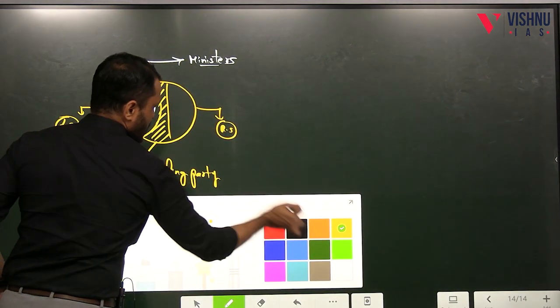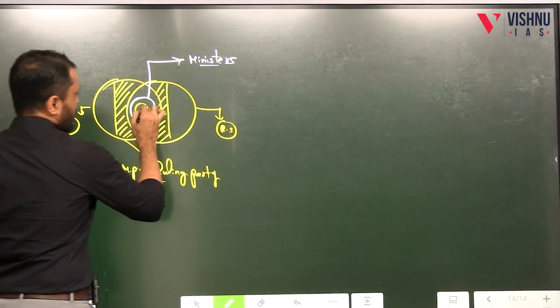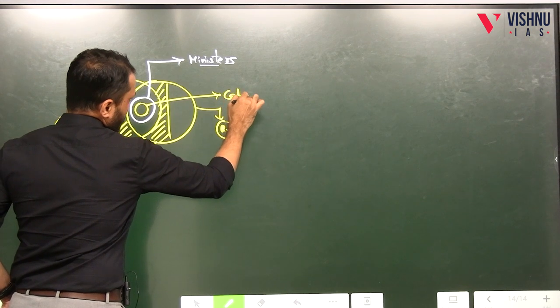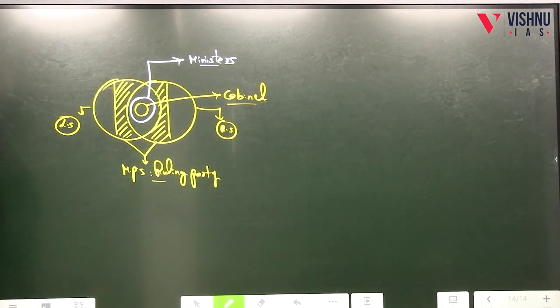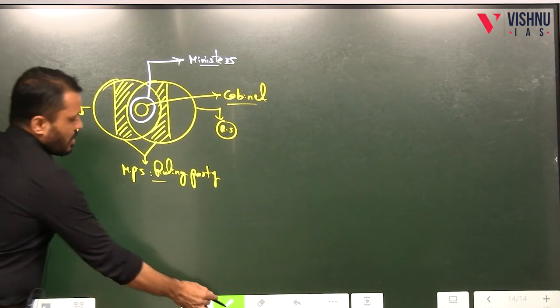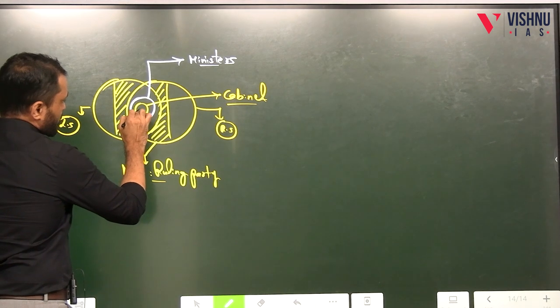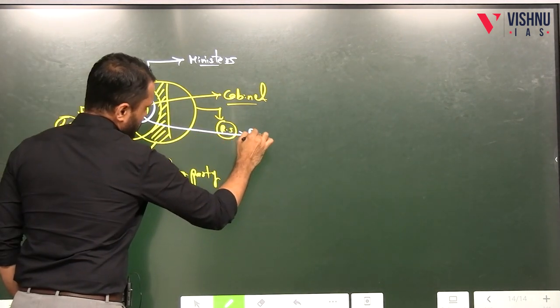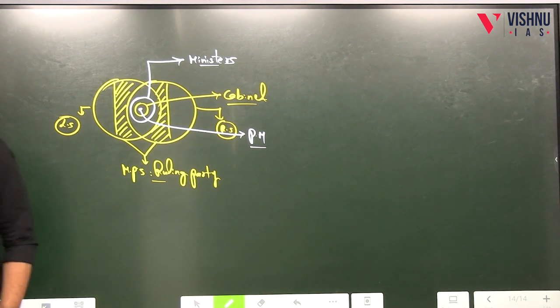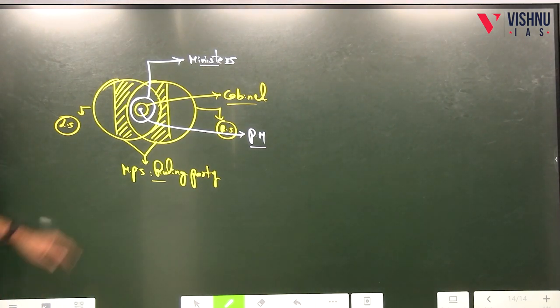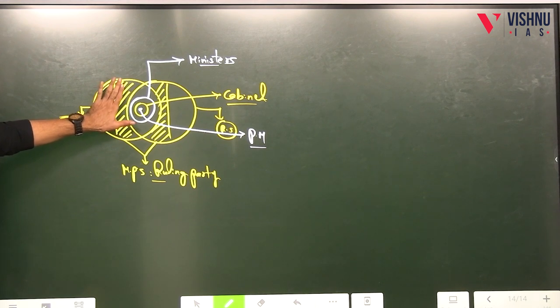Now, out of these ministers, there are certain more important ministers, and they are known as cabinet ministers. Actually, these basics must be covered in your basics class. I am not sure, that is the reason I am repeating this. Who will lead this cabinet? Prime Minister. Now, by looking at this diagram, can you say that Prime Minister can be a member of Rajya Sabha? Are you understanding my question?